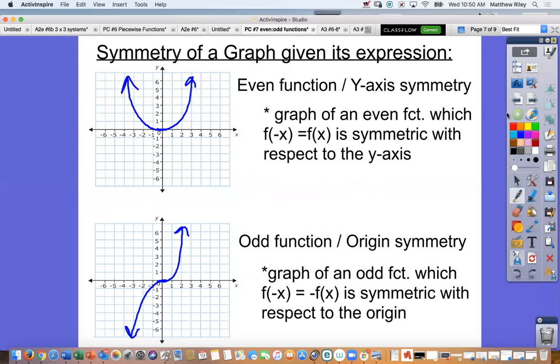Now, we're about to wrap up. I'm not going to ask you anything about this today. Really, this is just going with symmetry. We're not going to get too far into this, but symmetry of a graph, if it's an even function, that means it has to have y-axis symmetry. Here's the y-axis, which means I could fold this part over onto this part. It's perfectly symmetric this way.